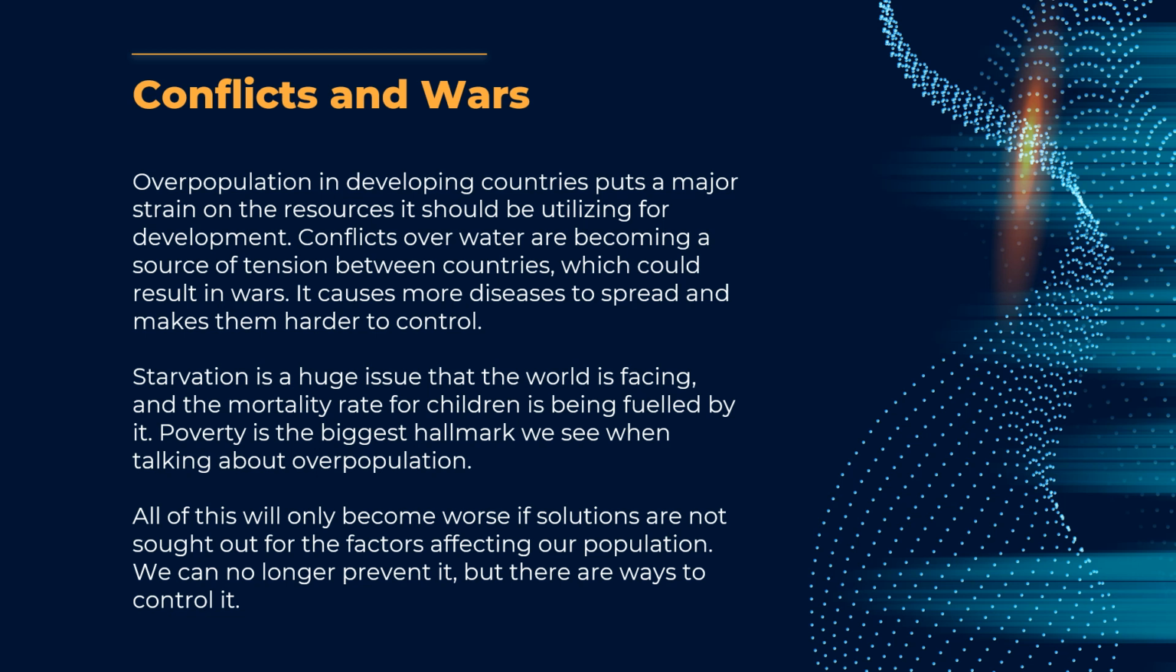Starvation is a huge issue that the world is facing, and the mortality rate for children is being fueled by it. Poverty is the biggest hallmark we see when talking about overpopulation. All of this will only become worse if solutions are not sought out for the factors affecting our population. We can no longer prevent it, but there are always ways to control it.